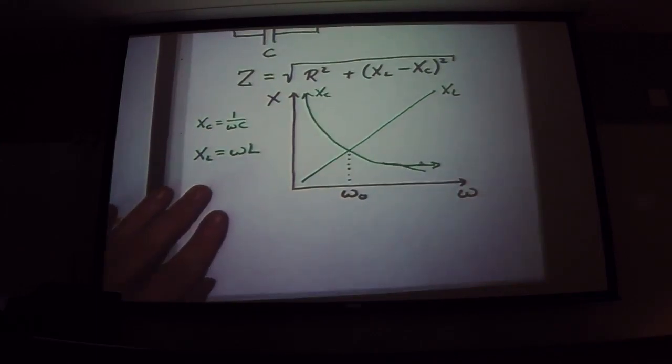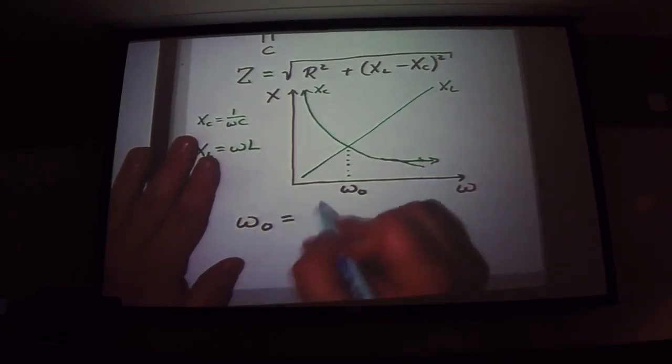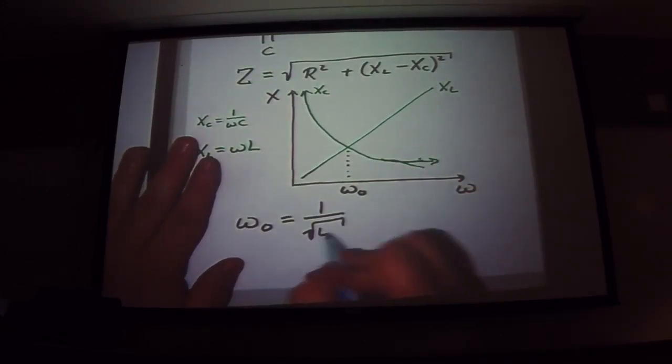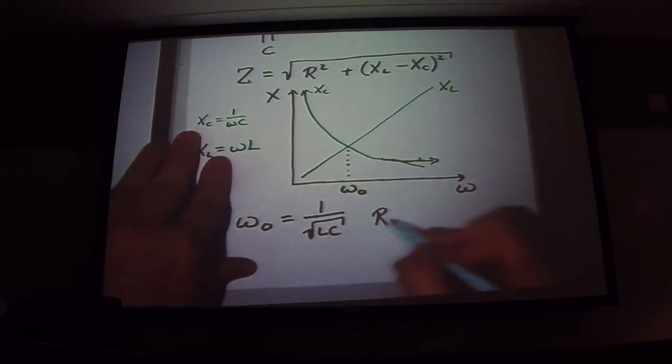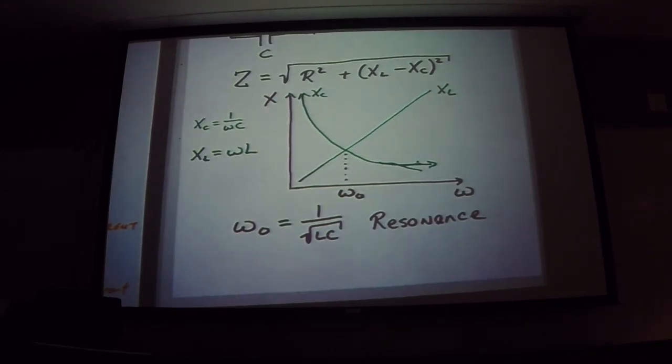So this omega naught is equal to 1 over the square root of LC. And this, indeed, is referred to as your resonance. This is your resonance condition.